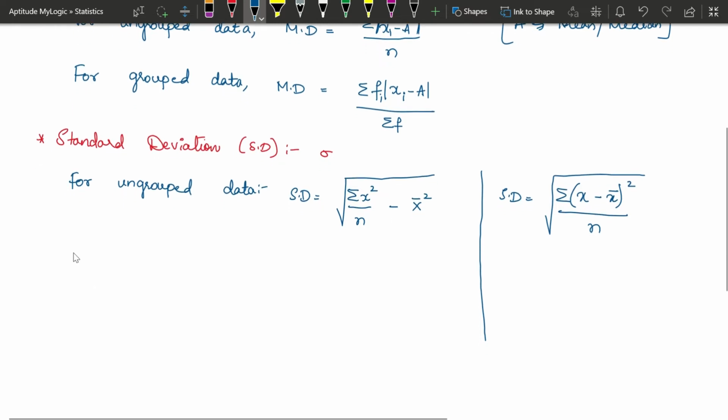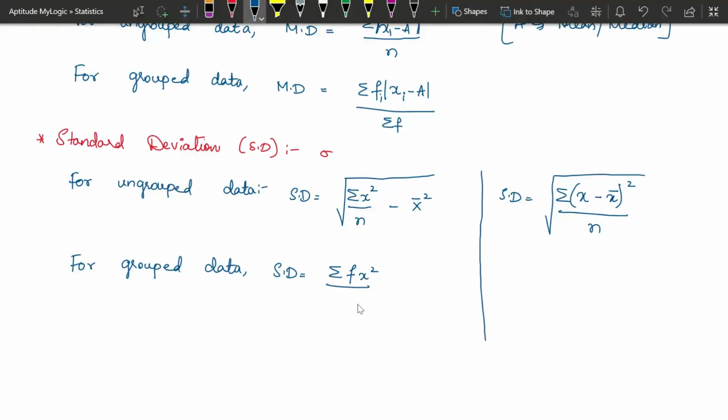For grouped data, the same thing, every square must be multiplied with frequency as well. So here also we have two formulas. One is multiply every square with the frequency and then add all the values, minus here also mean square. To find mean, again we would have used frequency and x. And the other formula is multiply frequency with square of deviations.